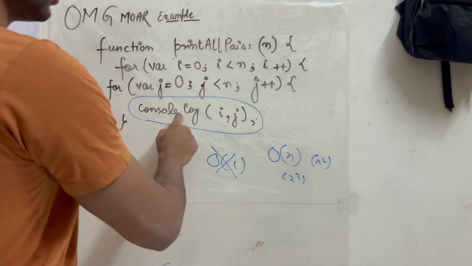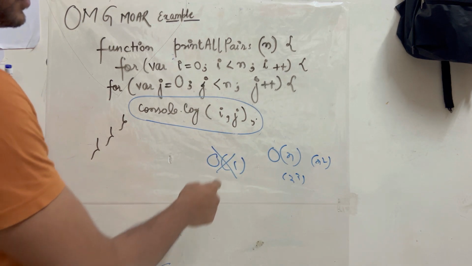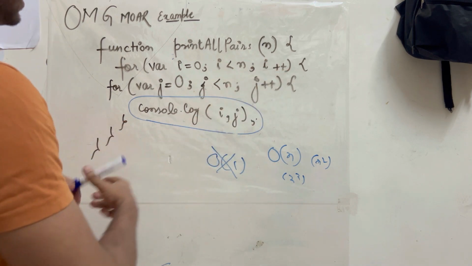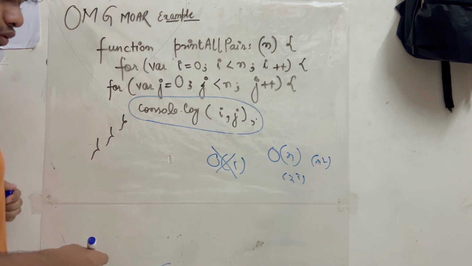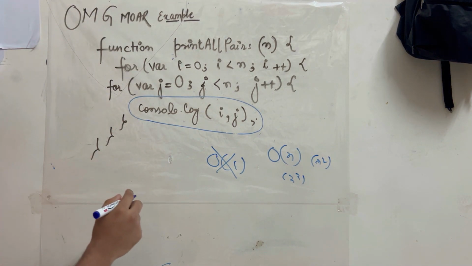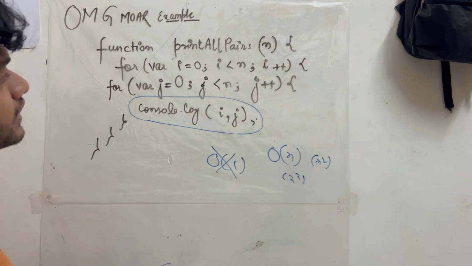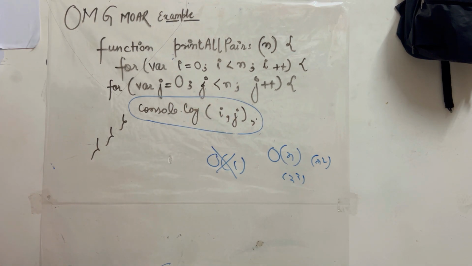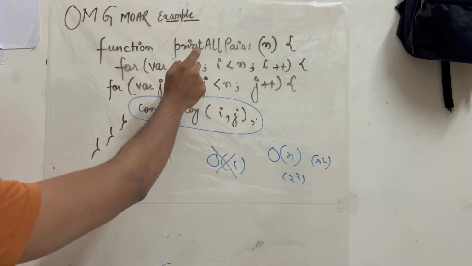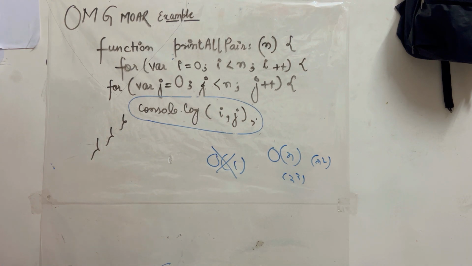So we have a console log i comma j. Whatever the value of i and whatever the value of j, that will be printed out on the console. Just before this we have a for loop. Let's try to understand this. One thing which is less painful in our case is that it is not dependent on the outside variable. It is independent of i. You see, there is no i being used in the inside for loop. So it is very easy.